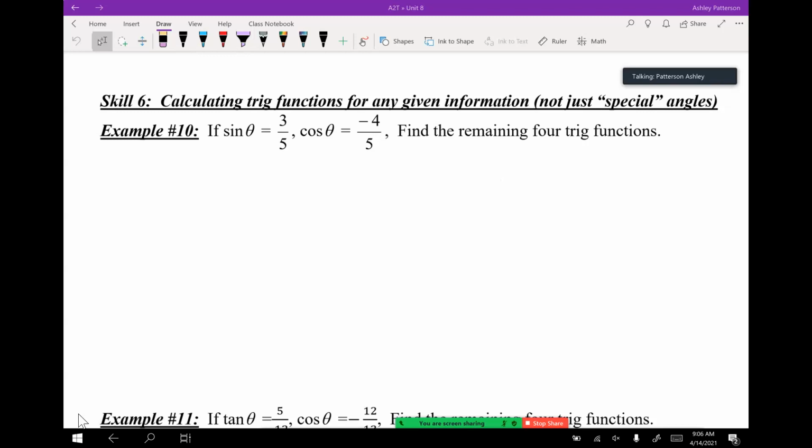It says if the sine of theta is 3/5, and the cosine of theta is -4/5, find the remaining 4 trig functions. Right away I know that I'm dealing with right triangles because these trig functions don't apply to any triangle other than a right angled triangle. I'm going to draw my axes because I need to figure out what quadrant this triangle is going to go in.